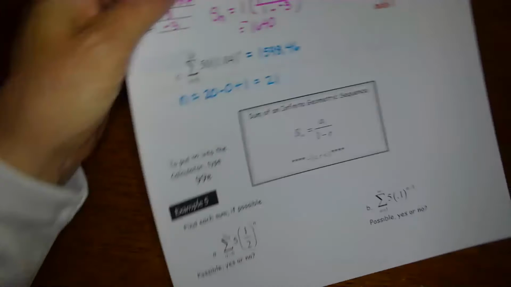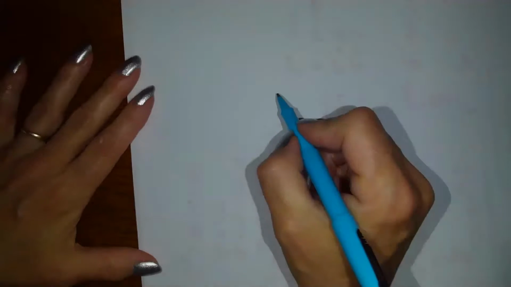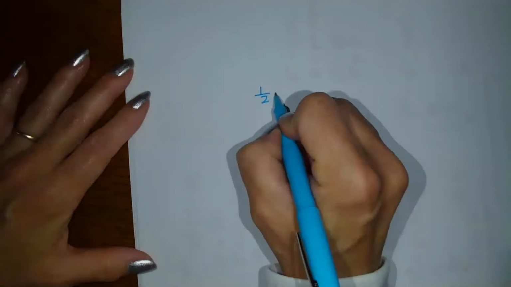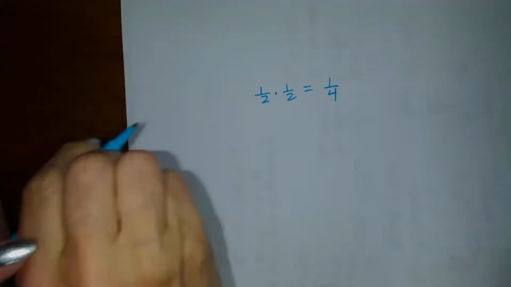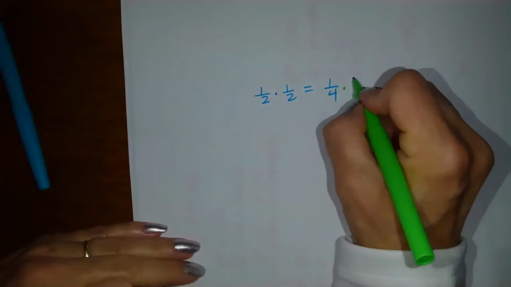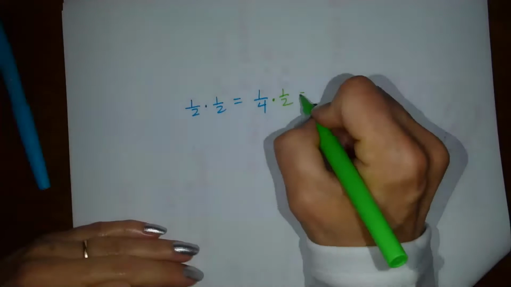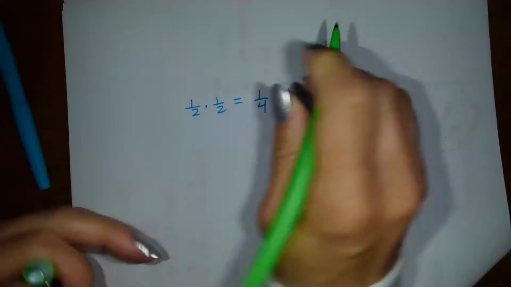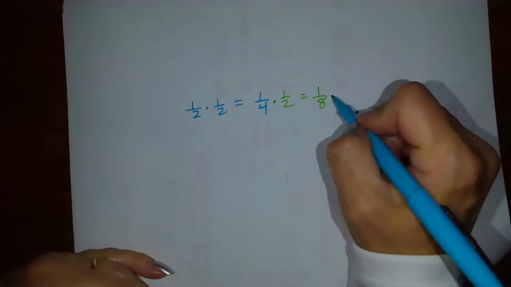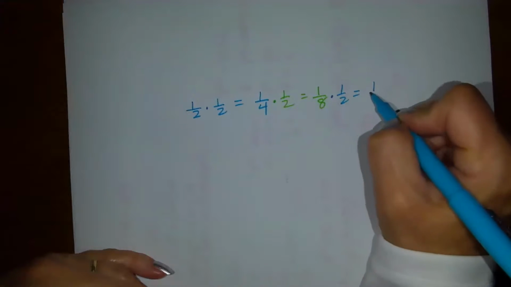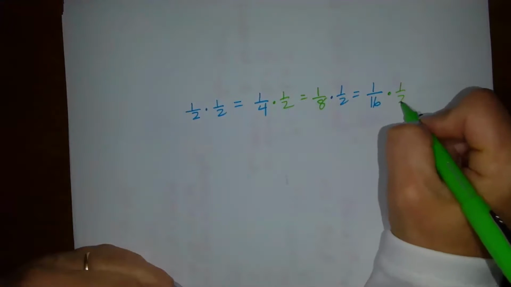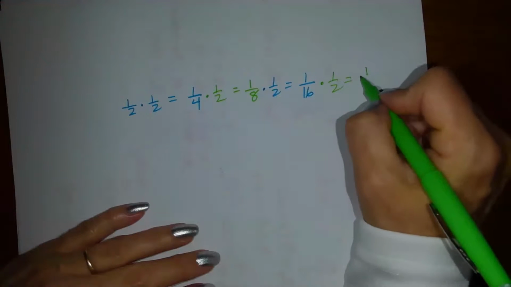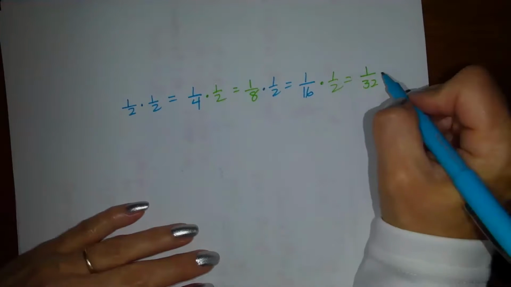I'm going to go to the back page and we're just going to think for a second. Tell me what 1/2 times 1/2 is? 1/4. Now I want you to multiply times 1/2 again. What is that? 1/8. Now I want you to multiply by 1/2 again. 1/16. Now let's multiply by a half again. 1/32 times a half.